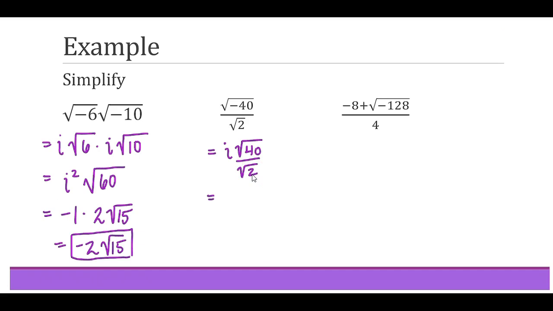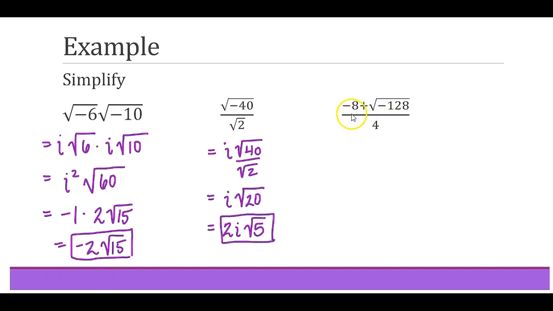So I do have i and the square root of 20 remaining. And 20 is 4 times 5, so the square root of 4 is 2. We'll be able to take a 2 out. So I have 2i times the square root of 5.